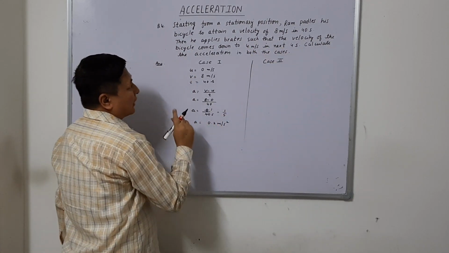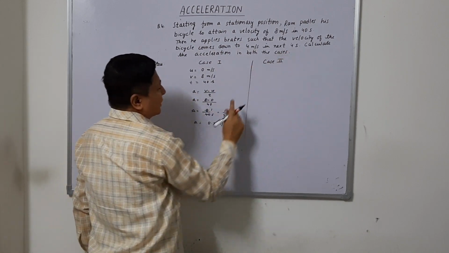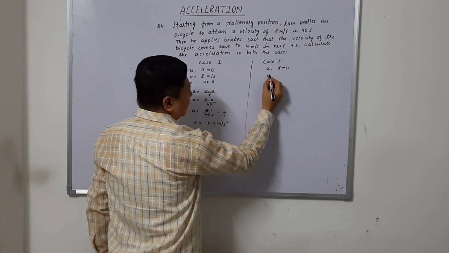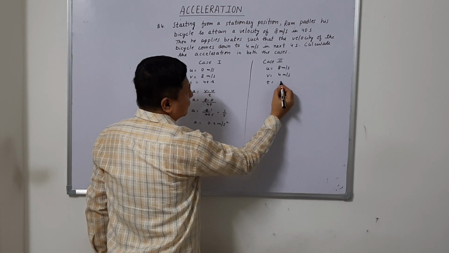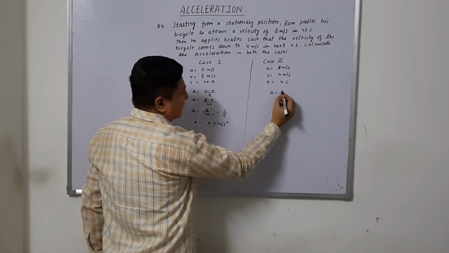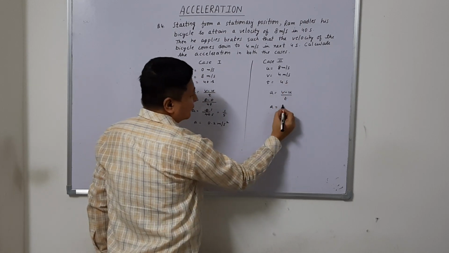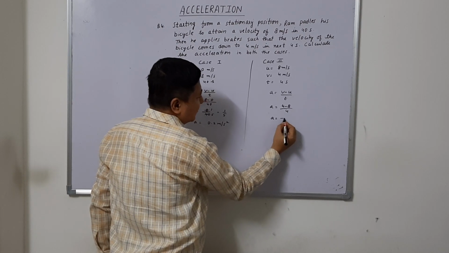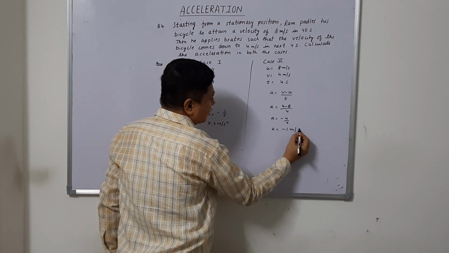But he applies the brake and the velocity comes down to 4 meter per second in the next 4 seconds. So now in this case, the initial velocity is 8 meter per second, final velocity comes to 4 meter per second, and the time is 4 seconds. So now we have to apply the same formula, acceleration, that is v minus u upon t. So v is 4 minus 8 upon time 4. So a is equal to minus 4 upon 4. So acceleration is minus 1 meter per second square.